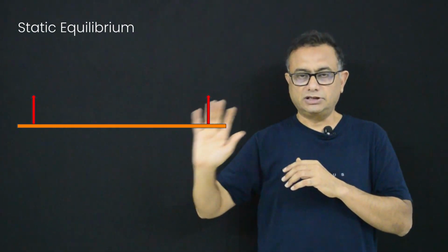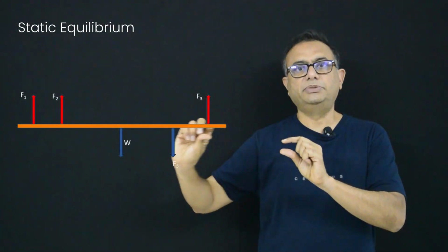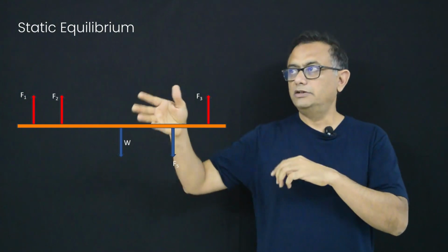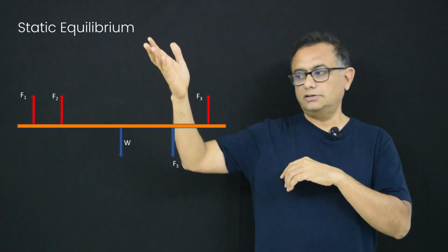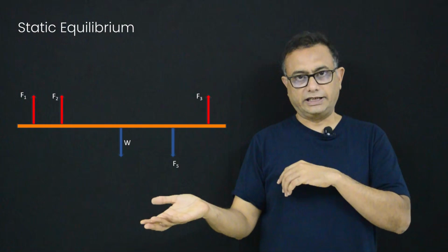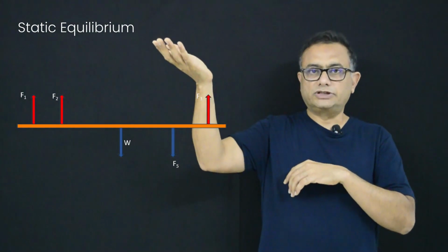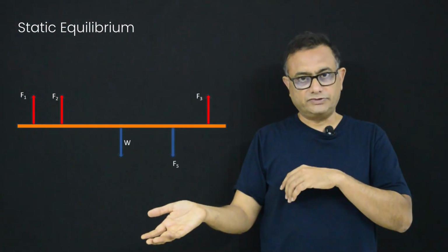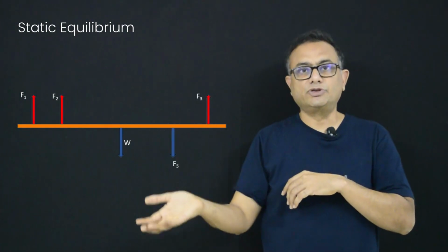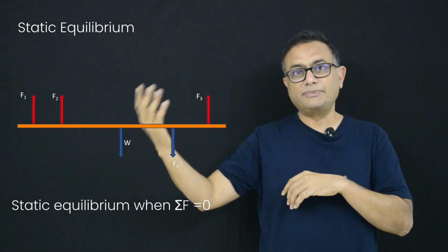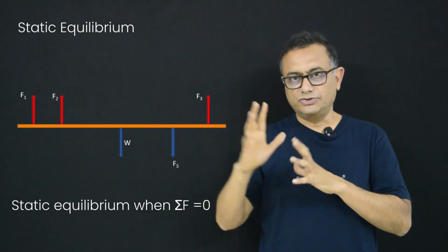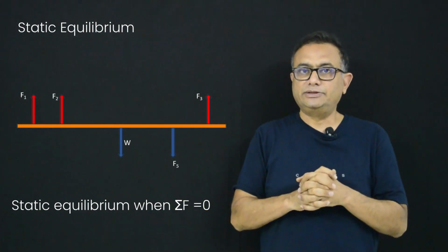The weight of the beam is in the downward direction. We say that the beam is in equilibrium if the forces in the upward direction equal the forces in the downward direction. Upward forces we can take as positive, downward forces as negative. Both have to balance each other, or the summation of all of this has to be equal to 0. That's what we mean by the algebraic sum of forces being equal to 0. That's condition number 1. What's the second condition?